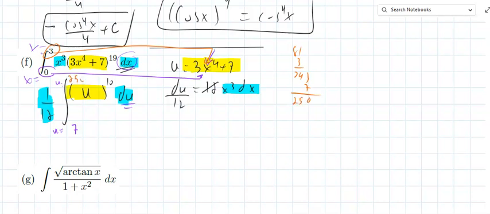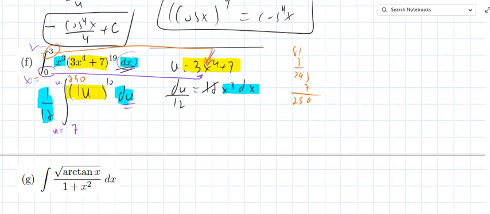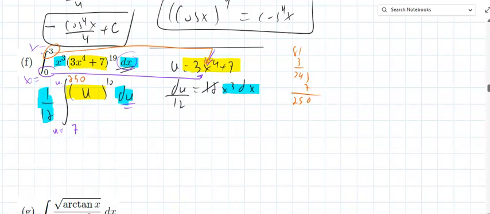Now, hopefully, I didn't mess up the algebra. Let me see. 3 to the fourth is 81 times 3, 243. Add to that 7, 250. Yep. So now I don't have to go back to x because now everything is in terms of u. And what would that be? That would be 1 over 12 times, add 1 to the power, divide by that, evaluate it from 7 to 250.